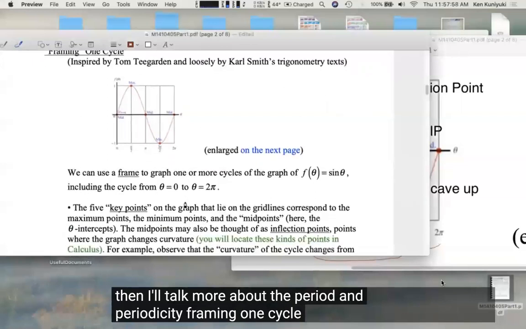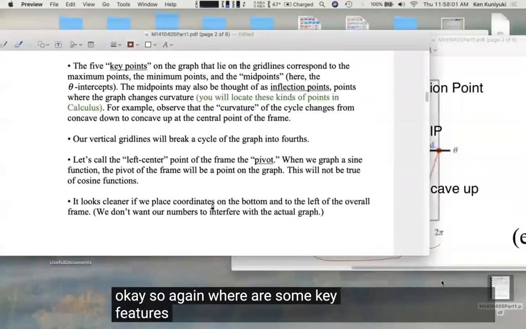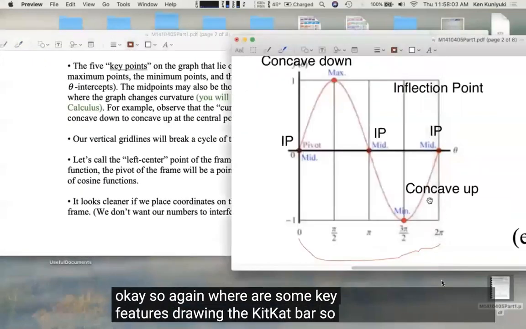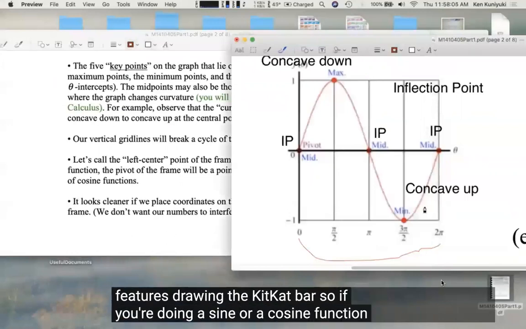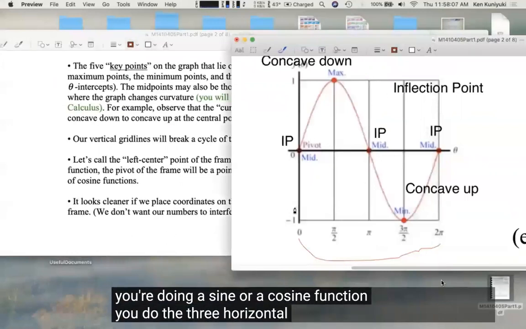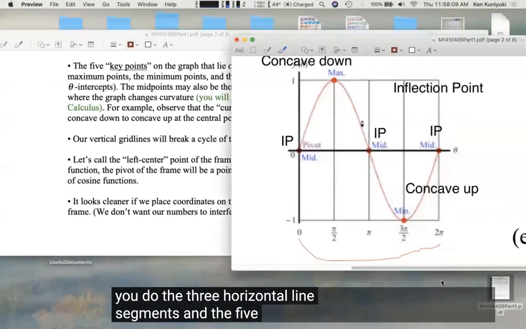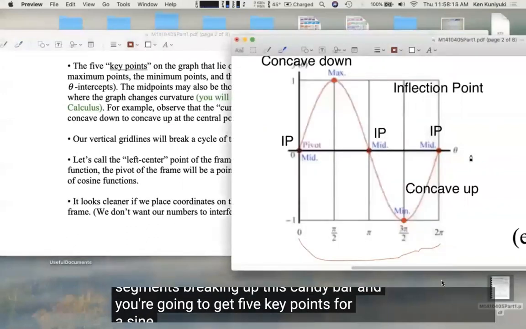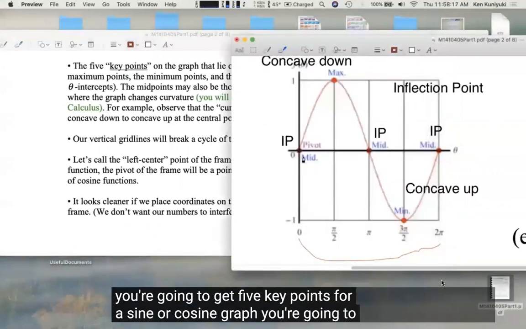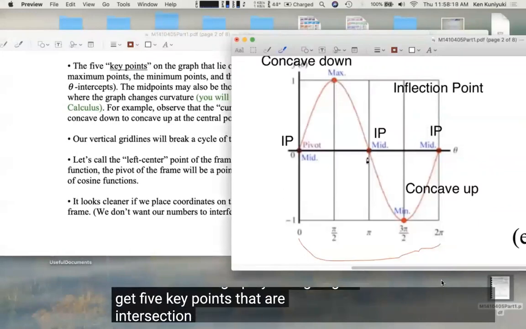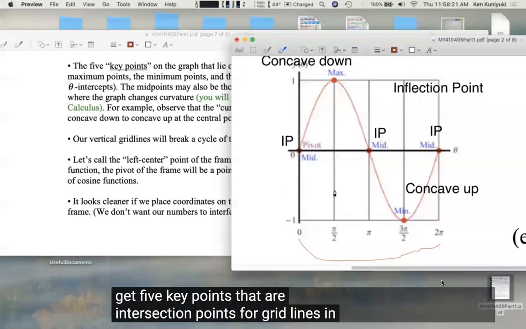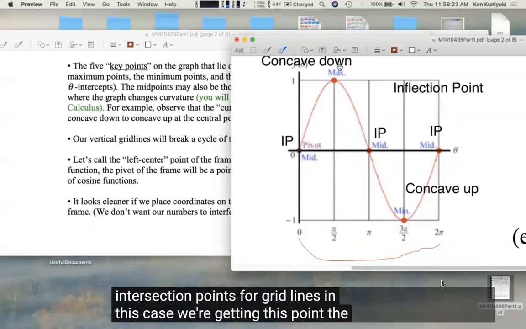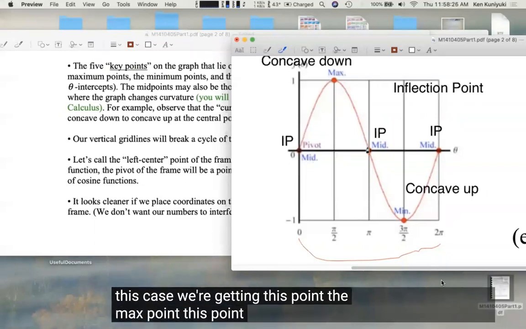Framing 1 cycle. Okay, so again, what were some key features? Drawing the candy bar. So if you're doing a sine or a cosine function, you do the 3 horizontal line segments and the 5 vertical line segments, breaking up this candy bar. And you're going to get 5 key points. For a sine or cosine graph, you're going to get 5 key points that are intersection points for grid lines. In this case, we're getting this point, the max point, this point, an IP, the midpoint, and the IP over here.